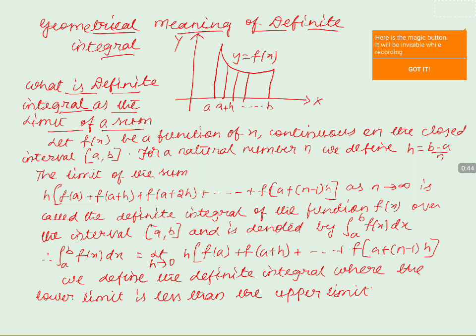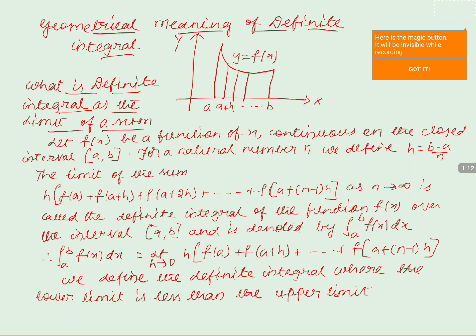Now, how can we express this definite integral as the limit of a sum? Now we'll discuss here. In order to express the definite integral as a limit of a sum, we'll assume that f of x is a function of x, and f of x is continuous on the closed interval a comma b. We'll take a natural number n, and for this natural number n, we'll define the value of h.